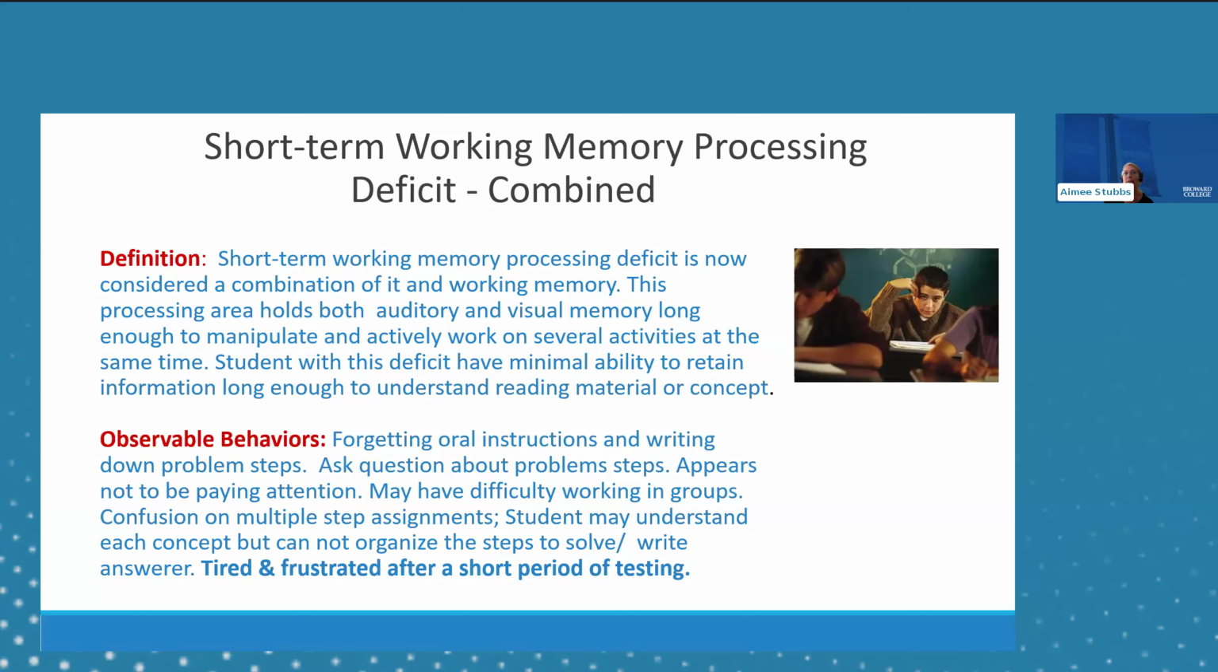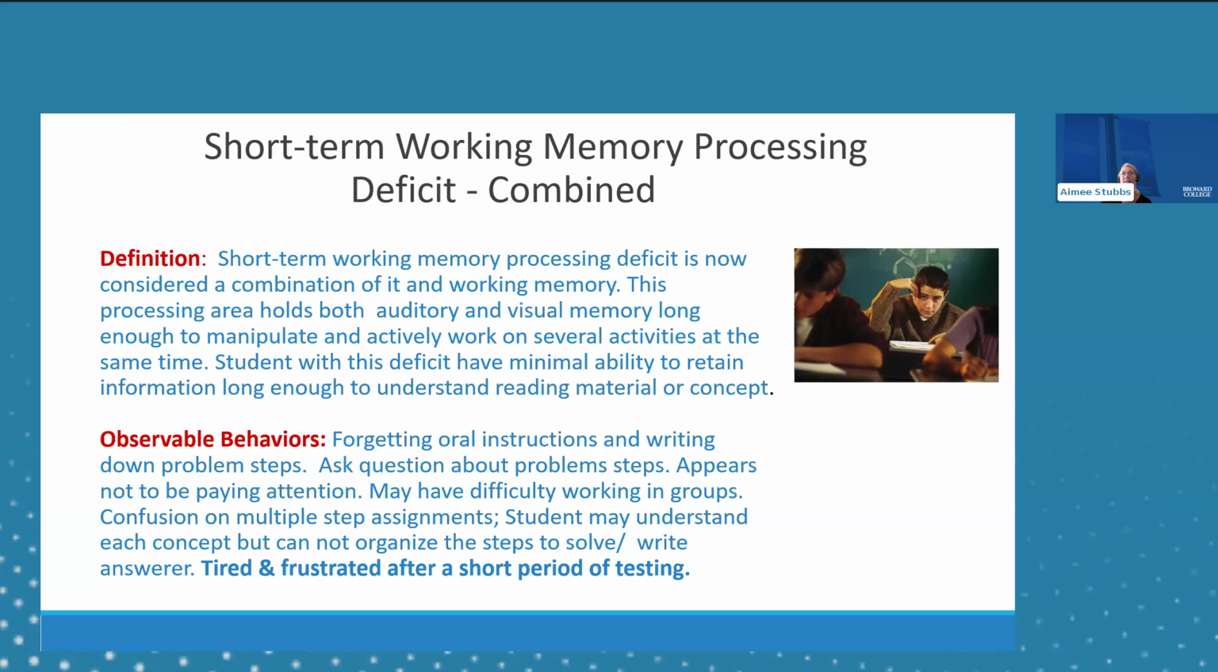So its processing area holds both auditory and visual memory long enough to manipulate and actively work on several activities at the same time. Think about that in terms of math and foreign language: you're not only trying to process the information, manipulate the numbers, and actively write down, but the same thing with foreign language, assessing different types of vowels, how we say it and how it's written, and how it's written differently. That's doing that at the same time.